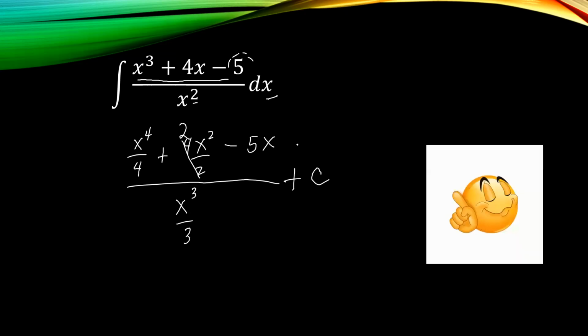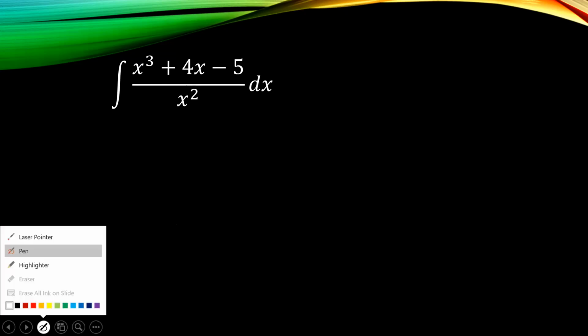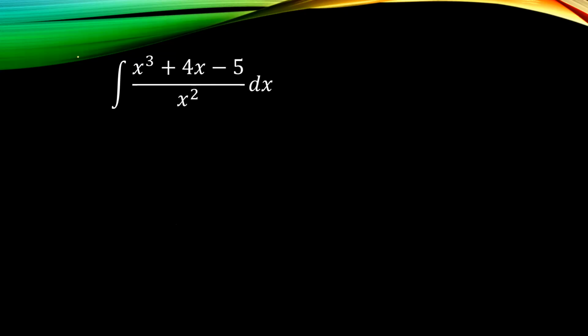And of course, this is again wrong. We don't do that for a quotient. So what is the right thing to do? Given that, let's change the color of our pen to yellow. Since we are given just a single term on the denominator, we can divide each of the terms on the numerator by x squared.